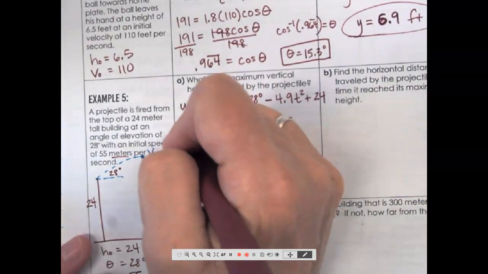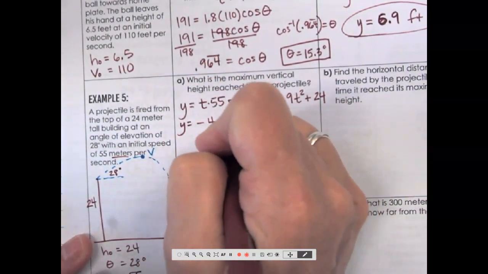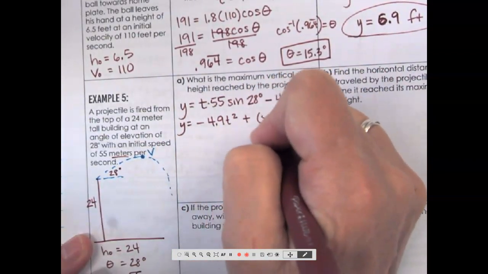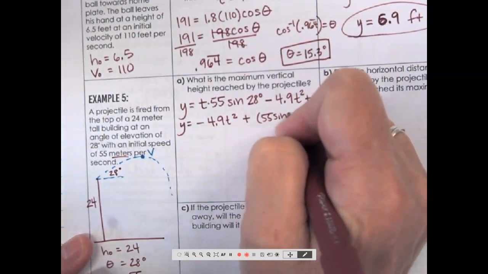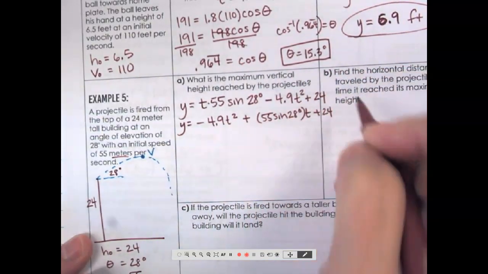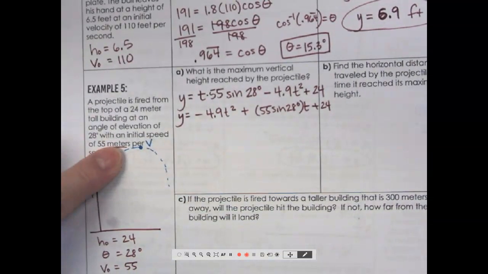Okay. I'm going to rearrange it because I like it to be in descending order. Negative 4.9 t squared plus 55 sine 28 t plus 24. Okay, so that's my height equation. That is quadratic. It's a downward facing parabola. I need to know where the vertex is.